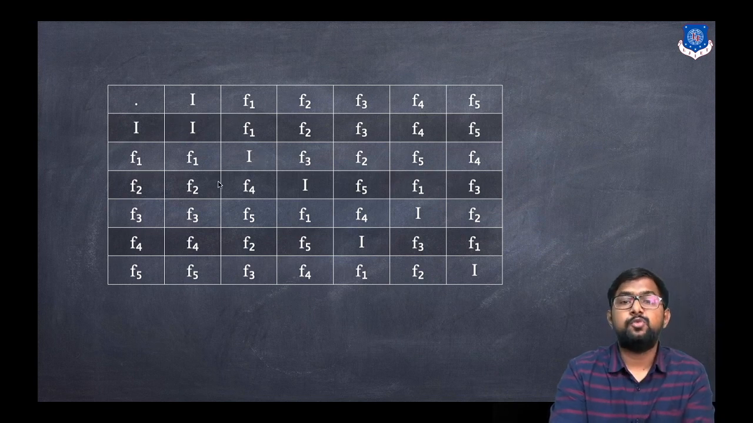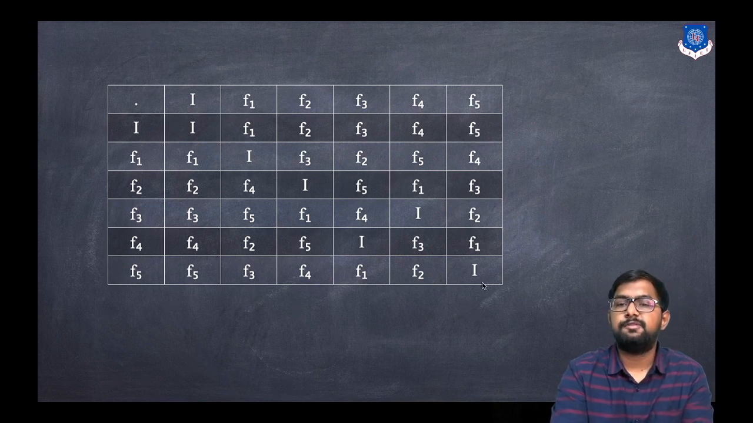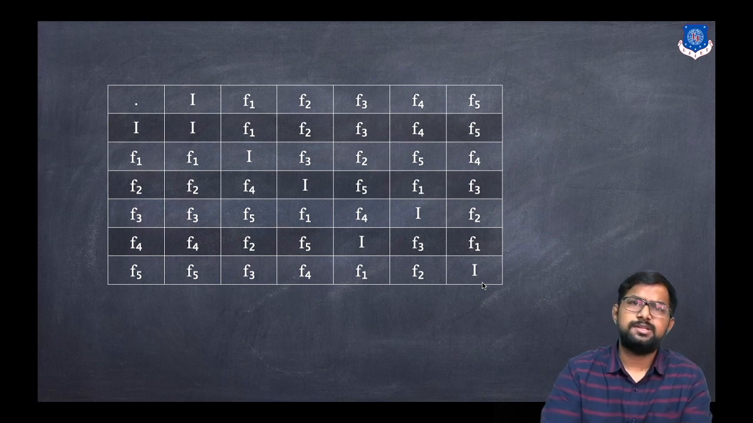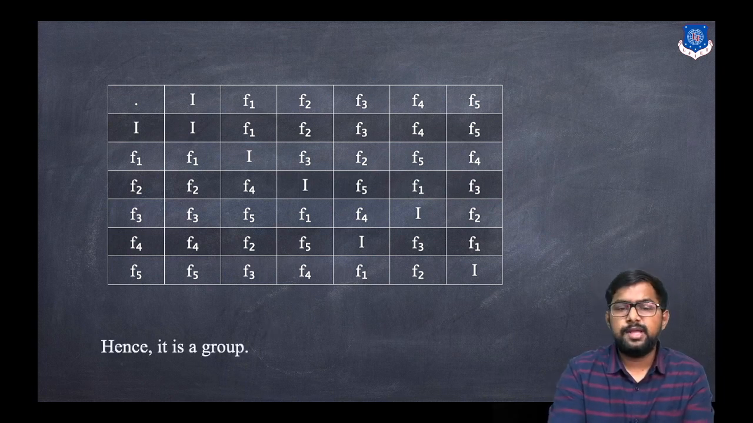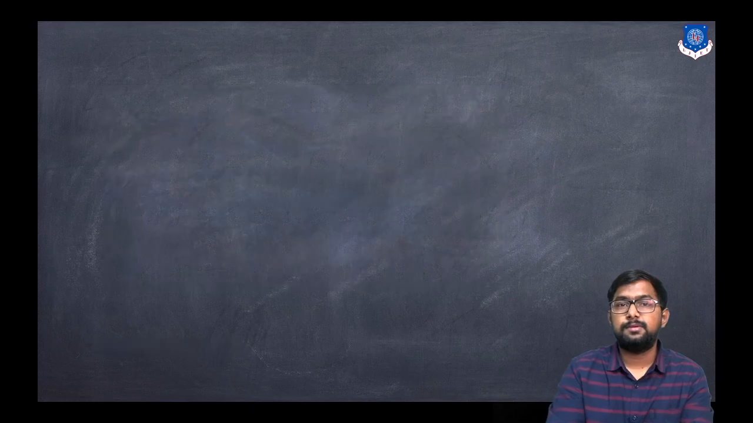Now for F2, F2 into F2 we get I. So F2's inverse is F2. In the same manner, F3's inverse is F4, F4's inverse is F3, and F5's inverse is F5. So inverse is there, right? And yes, that's it. So it is a group. So hence it is a group. So this is how you can find whether it is a permutation group or not. Thank you.